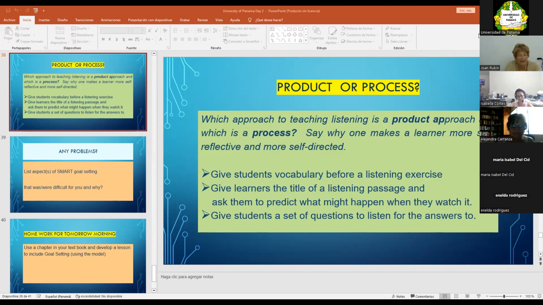So this one is give students a set of questions to listen for the answers to. Product or process? Process. When you go to listen to something, you don't have a set of questions, right? You're giving them the questions. If you want to make it process, you say, here's the title, here's the subject, you write the questions. Then they've got a process. But in this case, you're giving them the questions, all they have to do is listen for the answers. That's product. Okay.